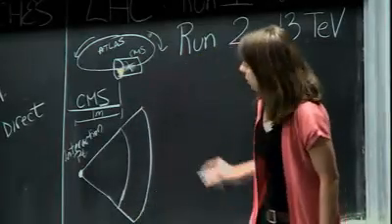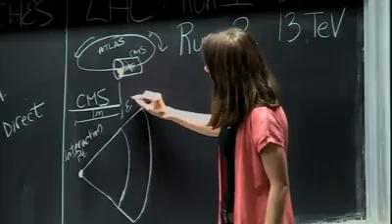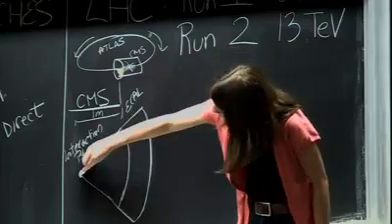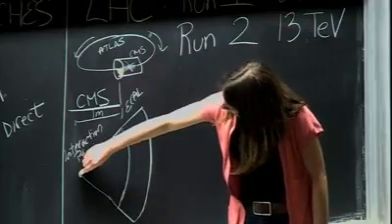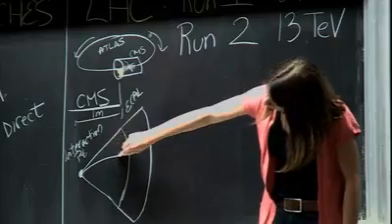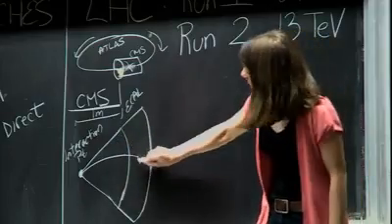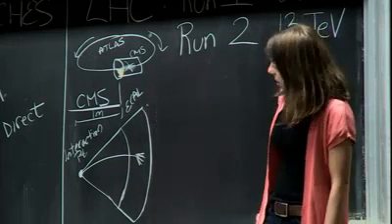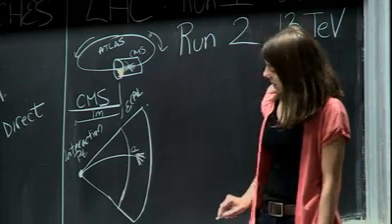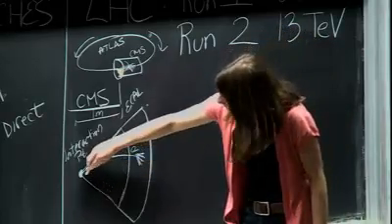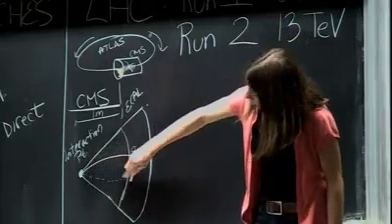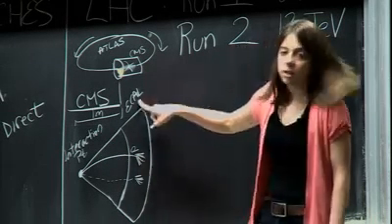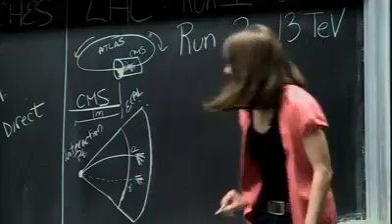After the tracker, there's an electromagnetic calorimeter. For example, if an electron is produced at this interaction point, it would be observed as a curved track here, and then it would deposit a ton of energy in this electromagnetic calorimeter. So this would be an electron. If instead a photon were produced at the interaction point, you wouldn't observe it in the tracker because it's not charged, but it would deposit a bunch of energy here in the electromagnetic calorimeter.